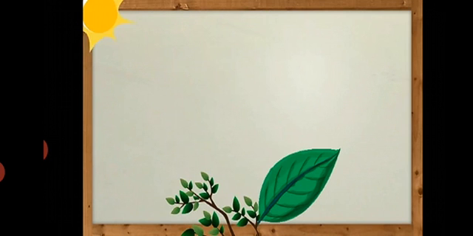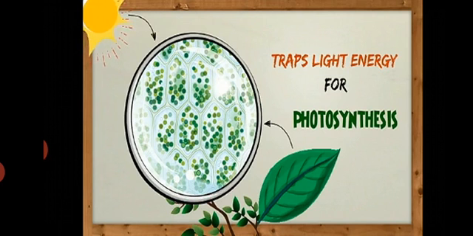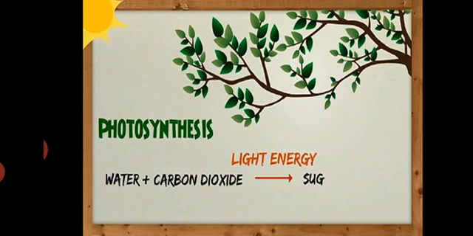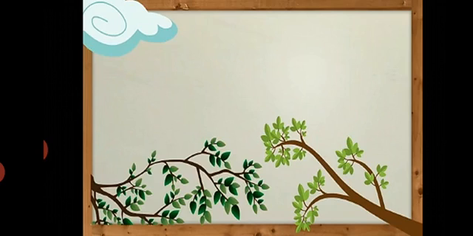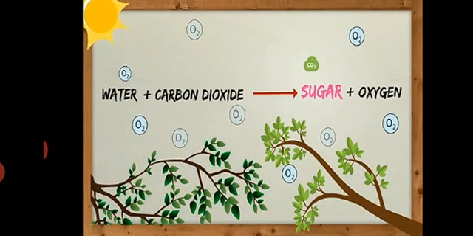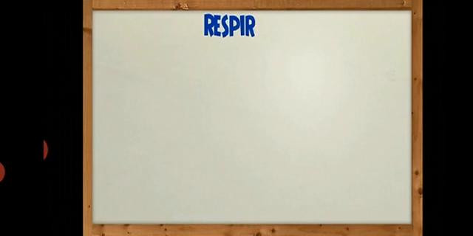Now what are stomata? These are very small openings on the leaves and they trap light energy from the sun. For the process of photosynthesis, now we can say photosynthesis also needs light energy, and water and carbon dioxide will combine to form sugar and oxygen. So the equation for photosynthesis is water reacts with carbon dioxide to form sugar and oxygen.